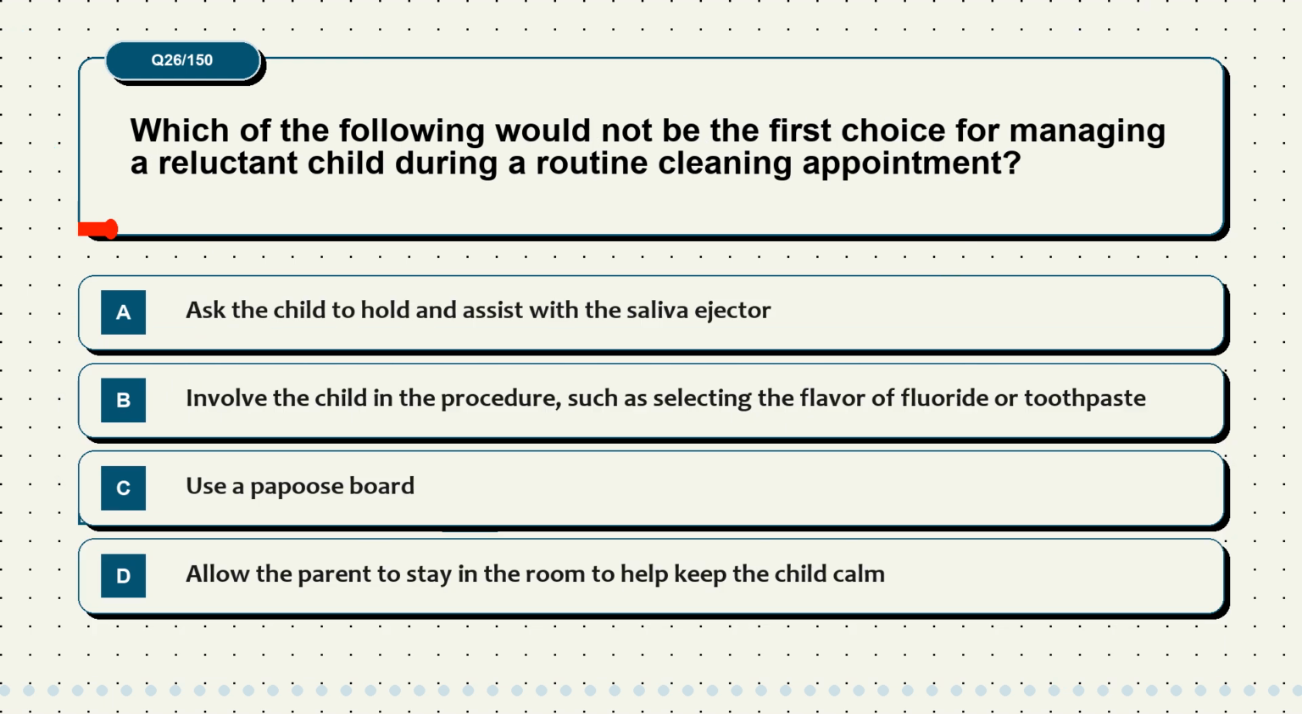Question 26. Which of the following would not be the first choice for managing a reluctant child during a routine cleaning appointment? Here are the options. Option A. Ask the child to hold and assist with the saliva ejector. Option B. Involve the child in a procedure, such as selecting a flavor of fluoride or toothpaste. Option C. Use a papoose board. Option D. Allow the parent to stay in the room to help keep the child calm.